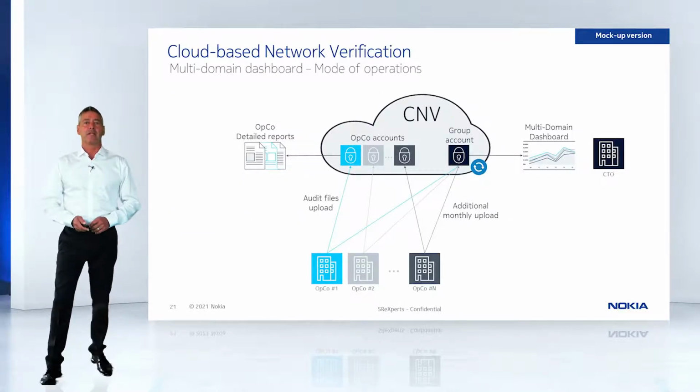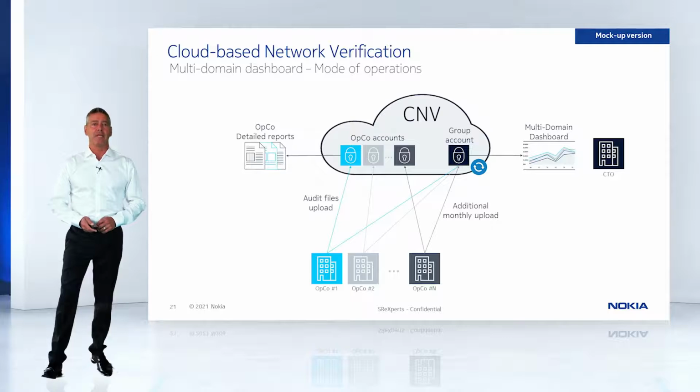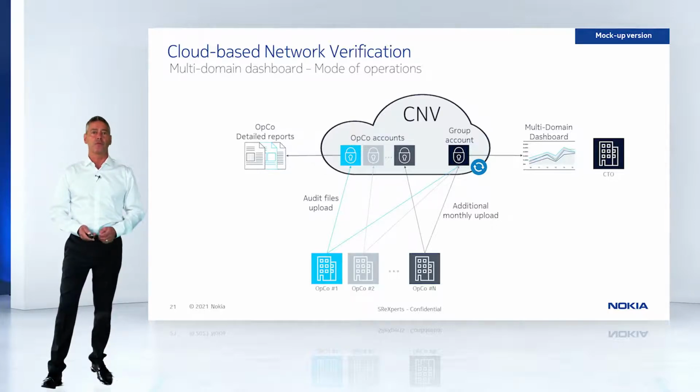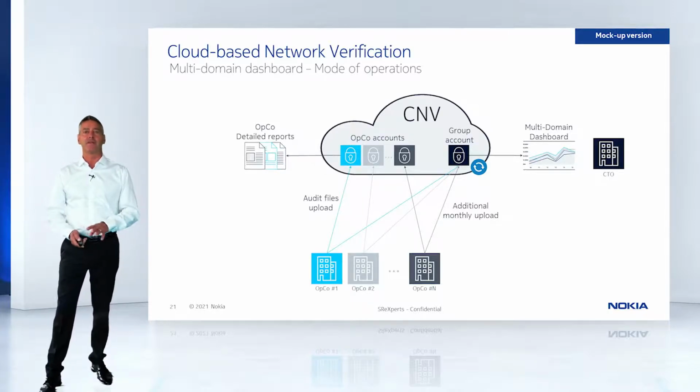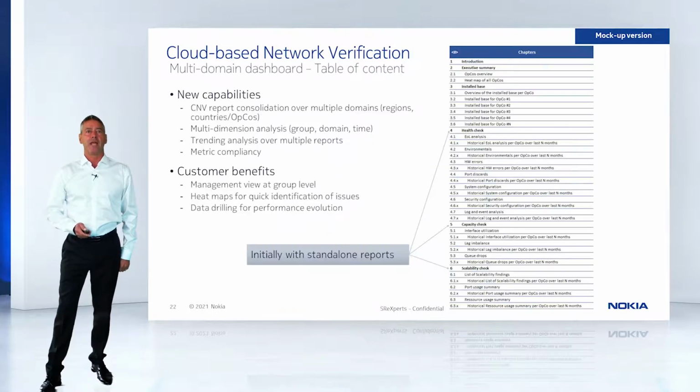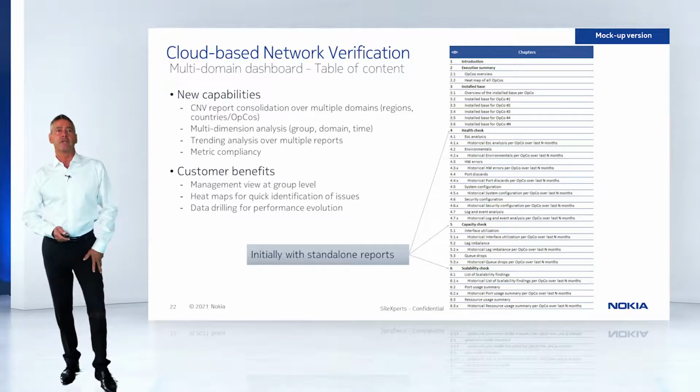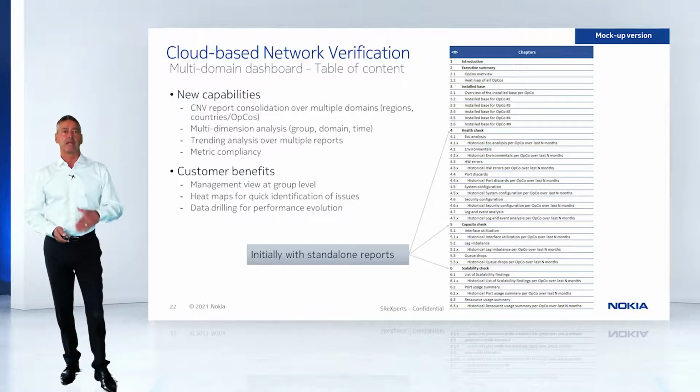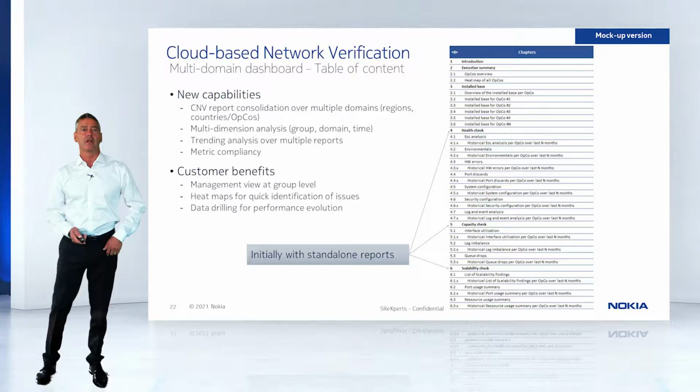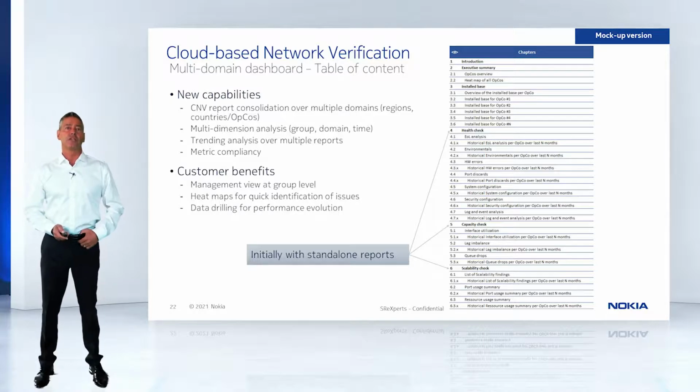We're also looking at customers that operate in many states, provinces, or countries. If they put CNV on all these different networks, you can have a multi-domain dashboard, bringing that information to the global group so they can look at it globally. If you look at the multi-domain dashboard, it'll give you the reports for all the different countries, and we'll split it out so you can have a management view at a group level. It also does heat maps, equipment identification of issues, and data drilling for performance evaluation.